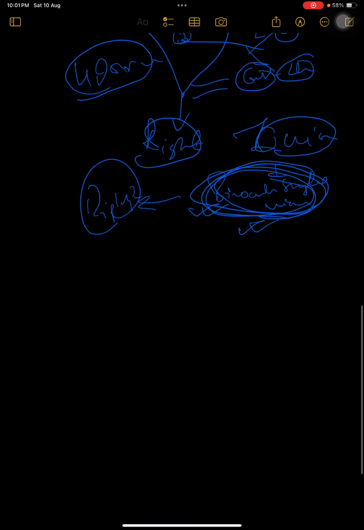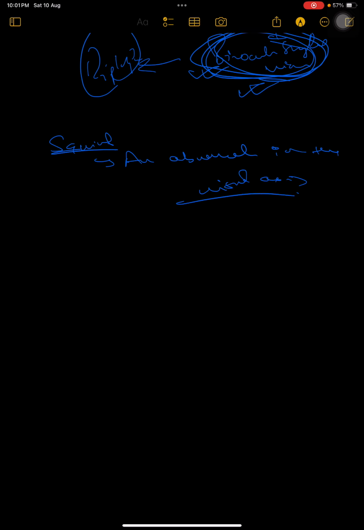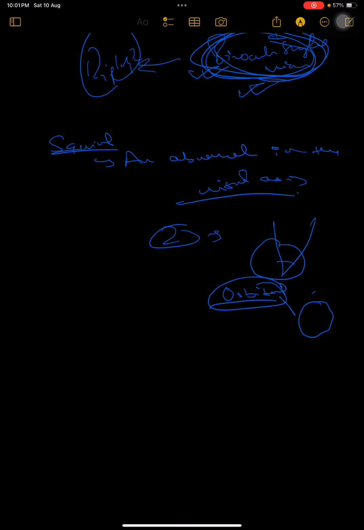Strabismus or squint is basically an abnormality in the visual axis. Now what is this visual axis? We have 2 axes: one is the orbital axis and the other is the visual axis. The orbital axis is the axis made by the eyeball. Suppose this is your eyeball and this is your orbit. This eyeball makes a certain angle with this orbit, right? And this is the orbital axis.